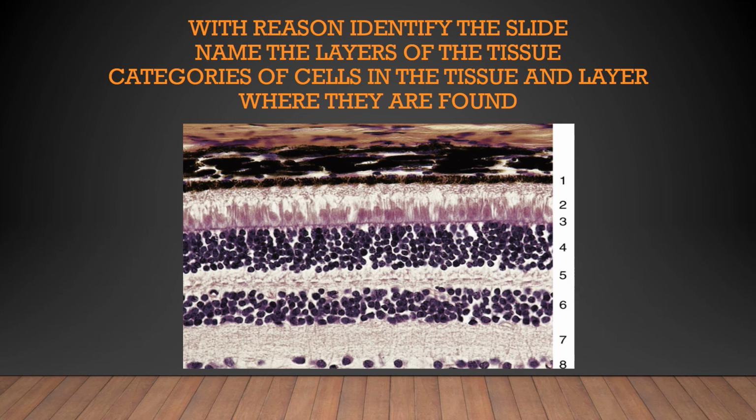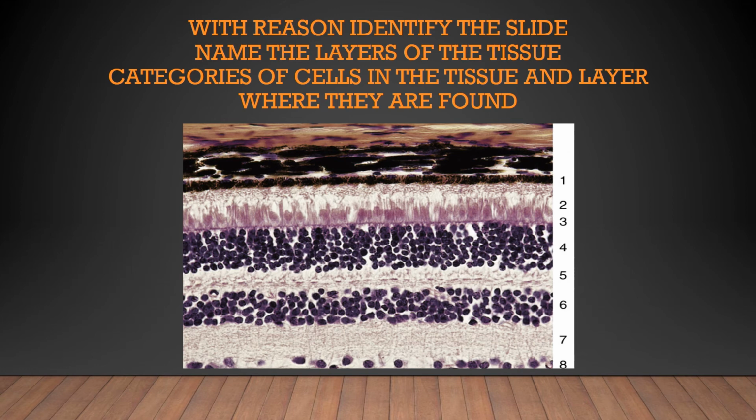Layer 6 is the inner nuclear layer, so it contains the cell bodies of the bipolar neurons, horizontal cells, and amacrine cells. Layer 7 is the inner plexiform layer, so it contains the synapse between the axons of the bipolar neurons with those of the multipolar neurons of the ganglia. And layer 8 is the ganglionic layer, so it contains the multipolar neurons, also known as ganglionic neurons.